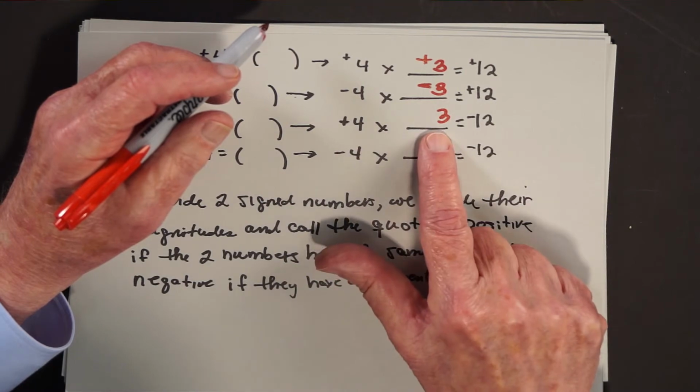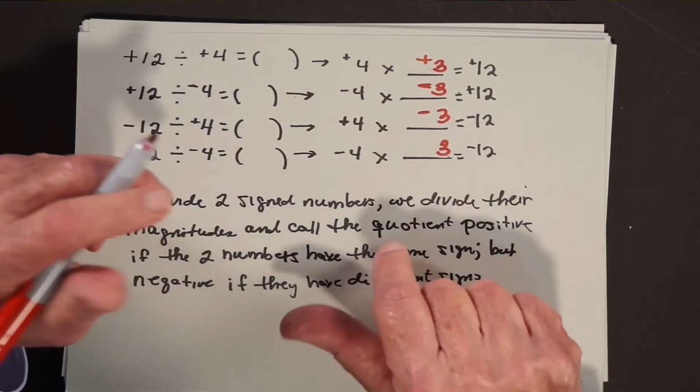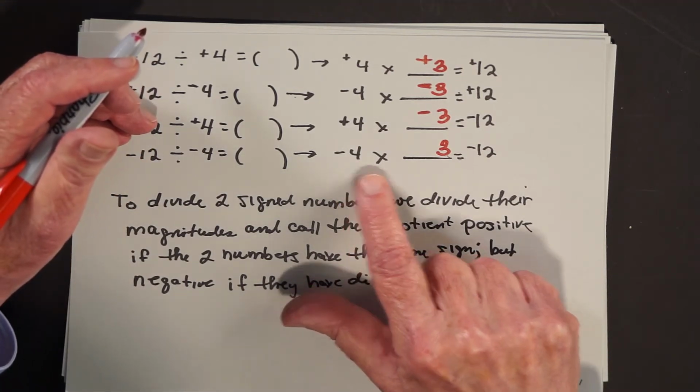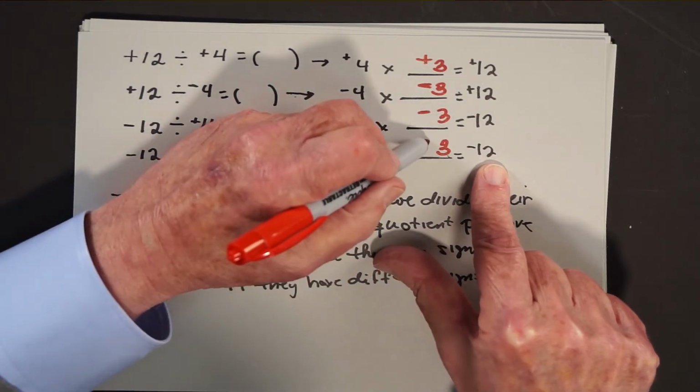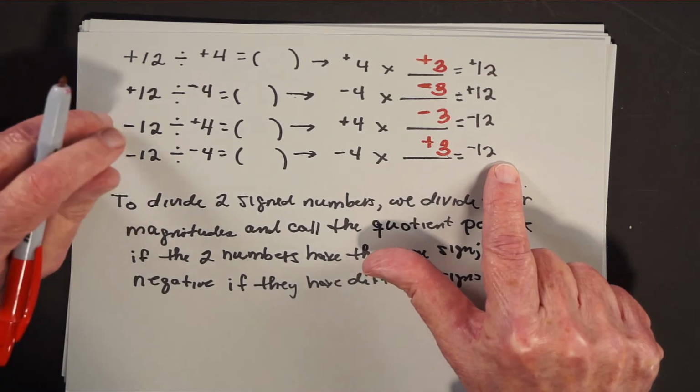Okay? What do I have to multiply positive 4 by to get -12? 4 times the 3 gives me the 12. This should be negative, because positive times negative is negative. And finally down here, what do I multiply -4 by to get -12? The answer is +3, because -4 times -3 would be +12.